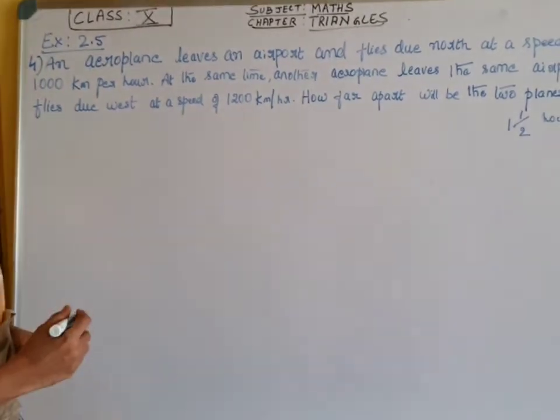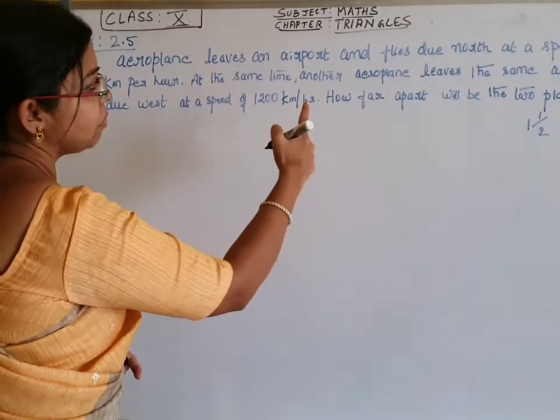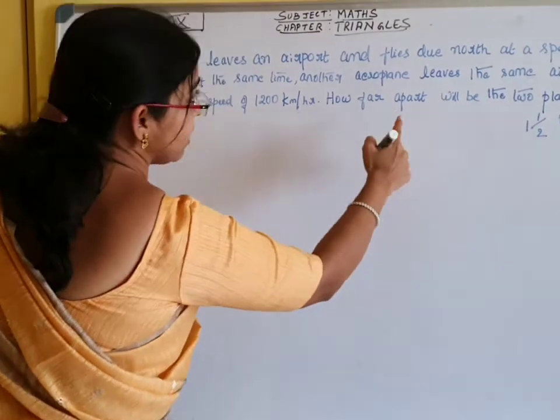We will go to the next problem. An aeroplane leaves an airport and flies due north.